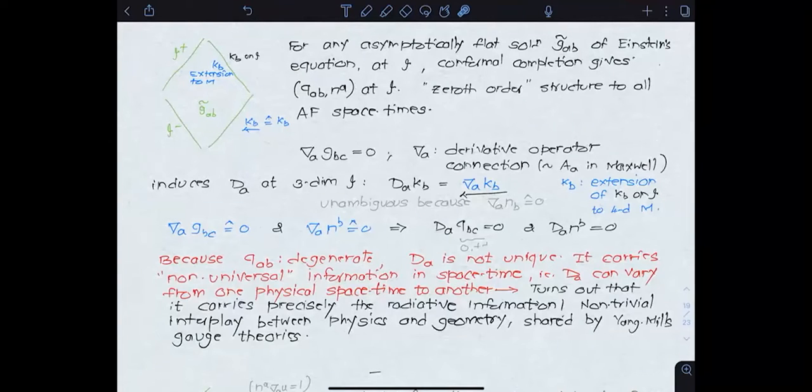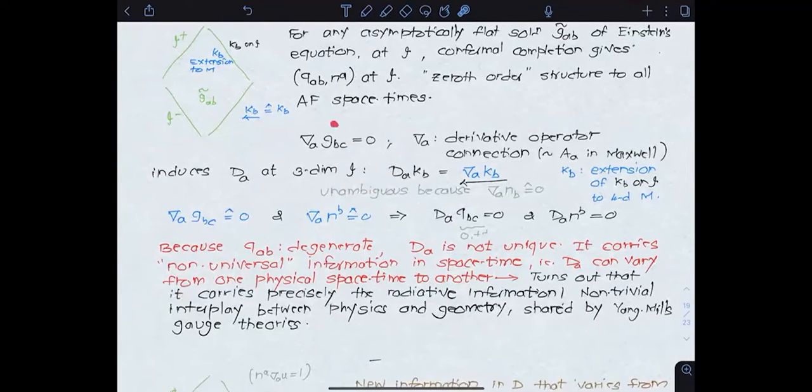But in the conformally completed space-time, we have a metric, but we also have a derivative operator, which is compatible with the metric and is torsion-free. This derivative operator, sometimes called a connection, is like the vector potential in Yang-Mills theory or Maxwell theory.